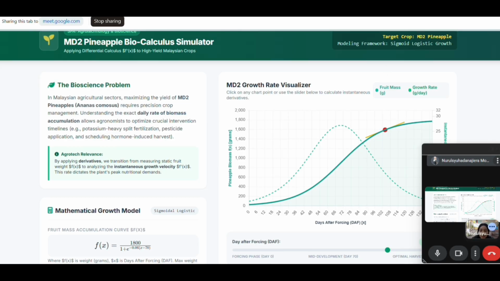In conclusion, this simulator successfully combines biology and calculus to help us see and calculate how pineapple grows clearly. That's all for me. Thank you.